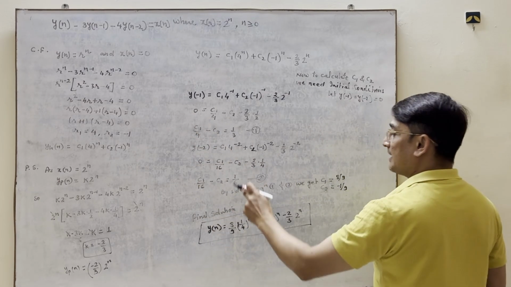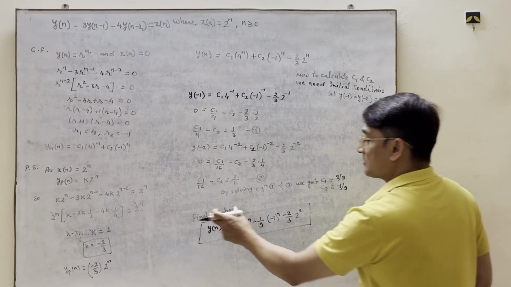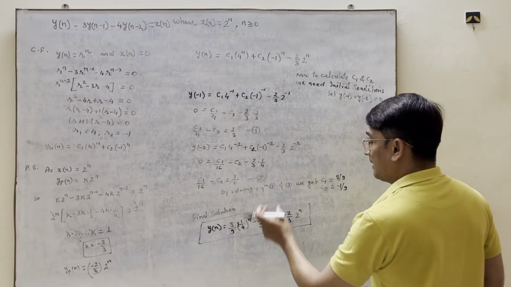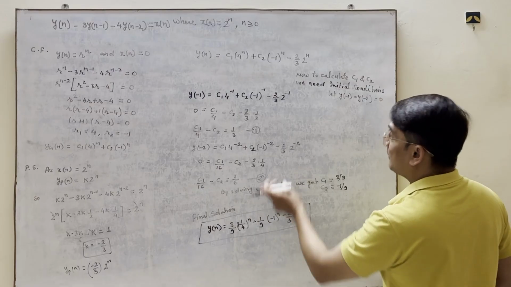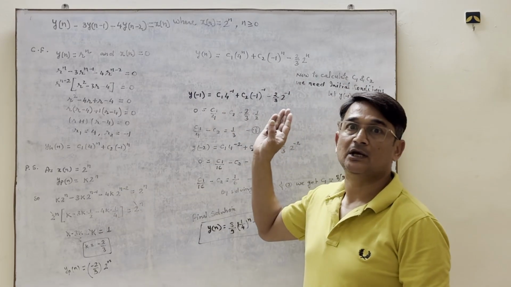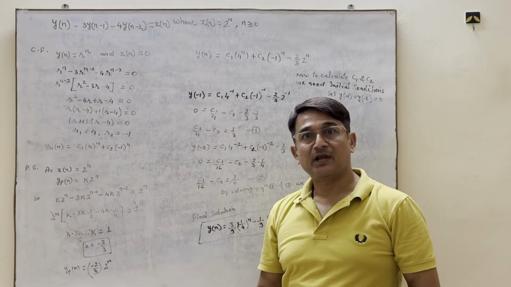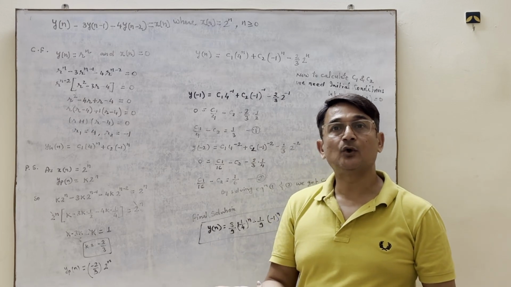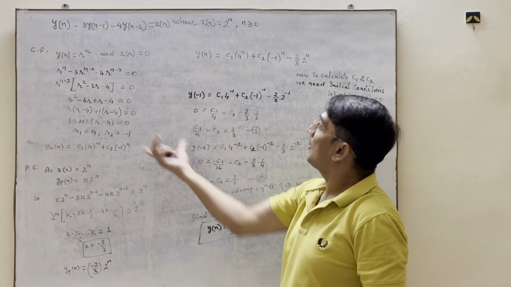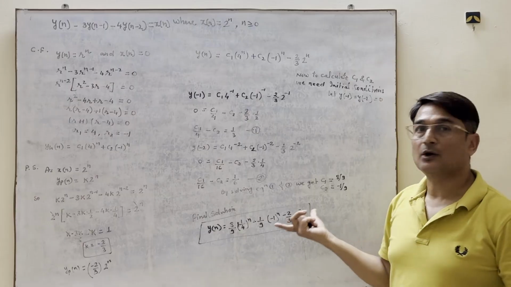By solving equation number 1 and 2, we will get c1 = 8/9 and c2 = -1/9. So our final solution will be y[n] = 8/9 (4)^n - 1/9 (-1)^n - 2/3 2^n. This is how you can solve the question given to you. Now in place of x[n], there can be anything. It may be u[n], it may be cos(omega naught n) or anything. According to that, we can change the particular solution and solve the questions accordingly.